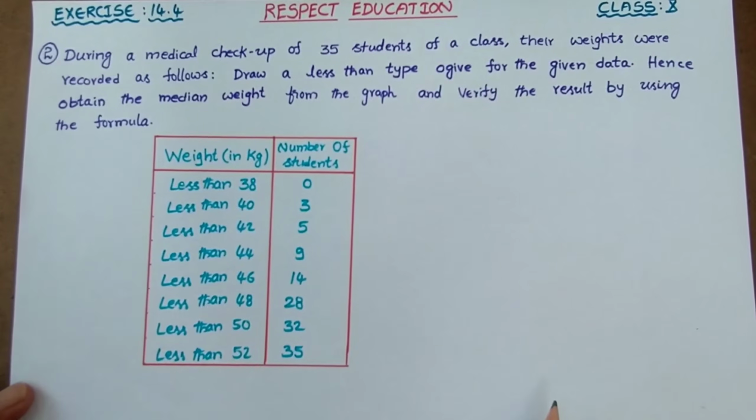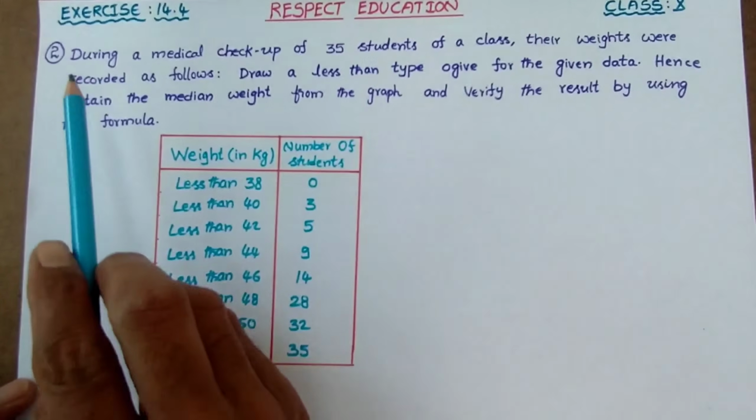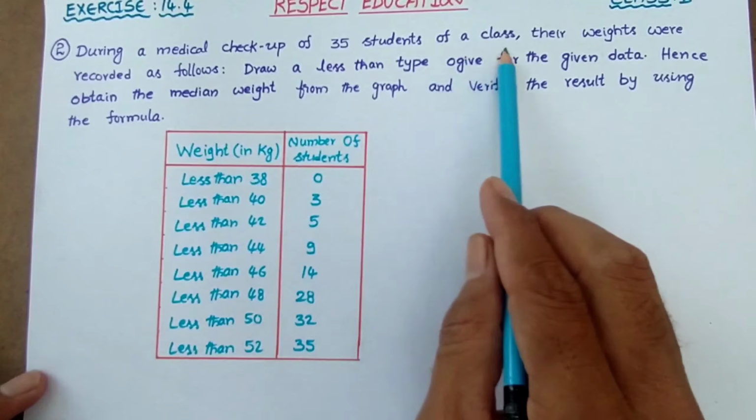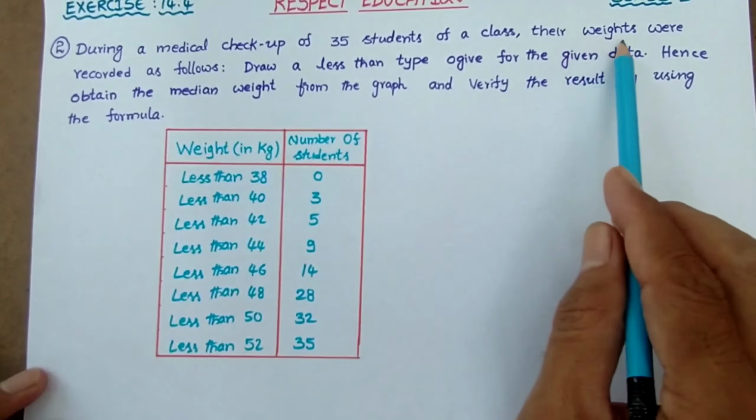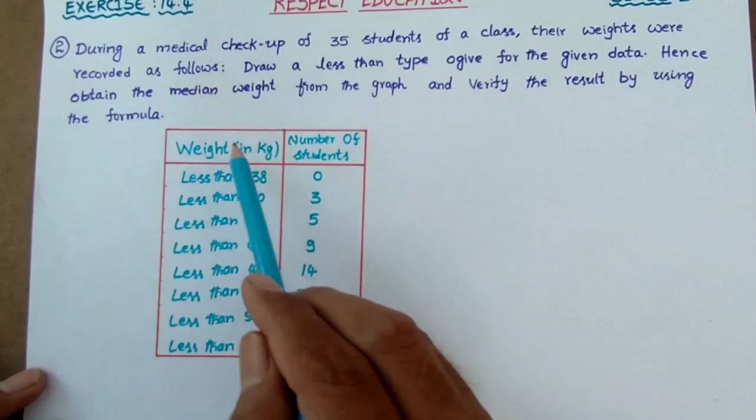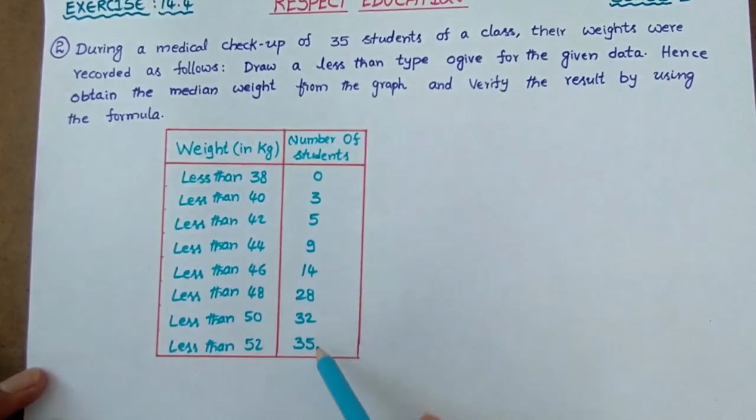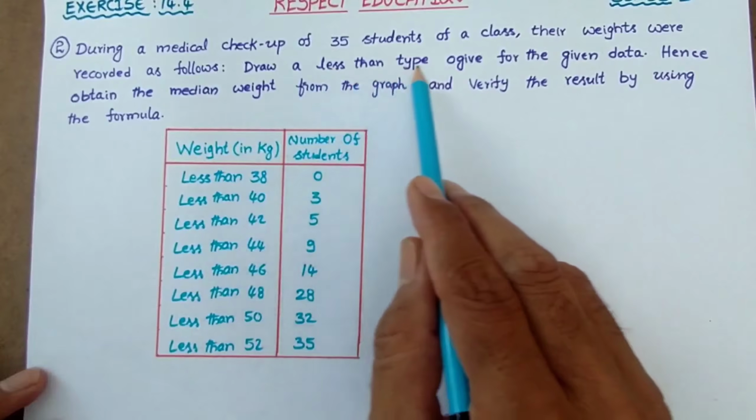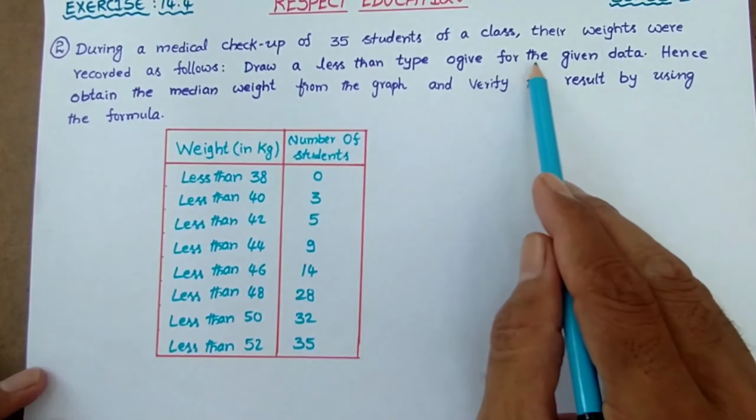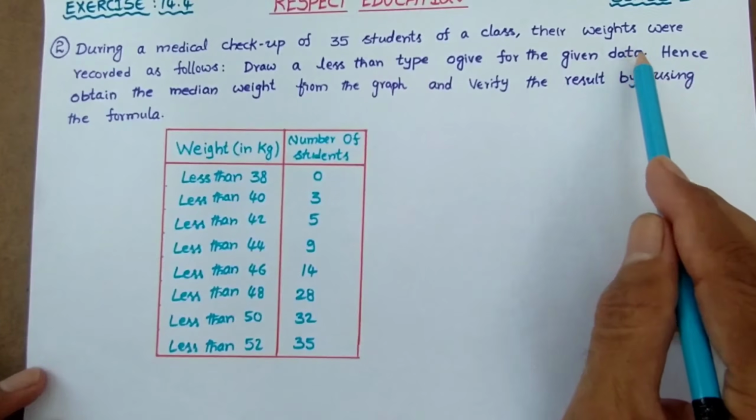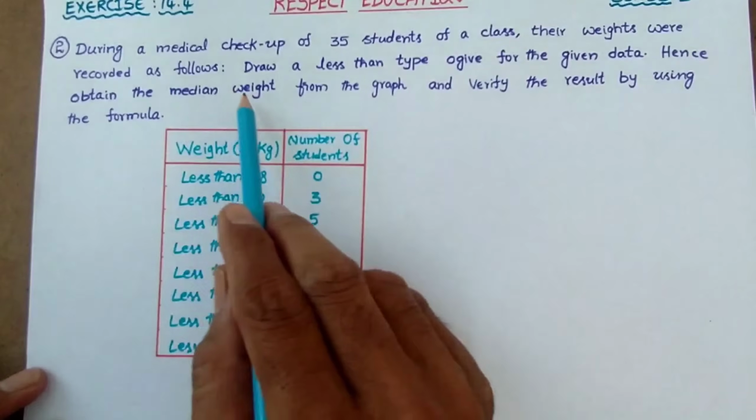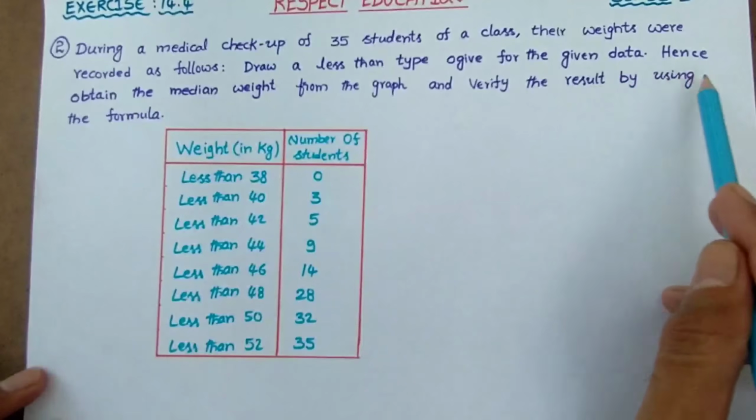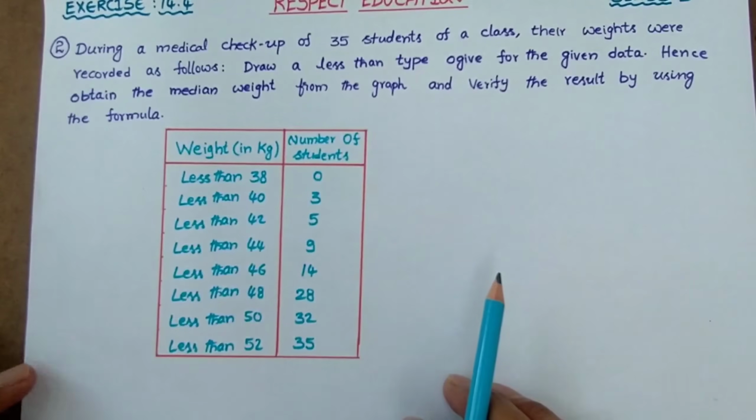Now we see question number 2. During a medical checkup of 35 students of a class, their weights were recorded as follows. These are the weights and this is the number of students. Draw a less than type ogive for the given data. Hence, obtain the median weight from the graph and verify the result by using the formula.